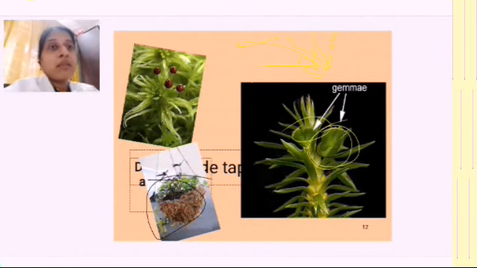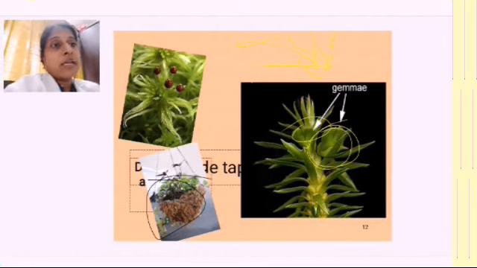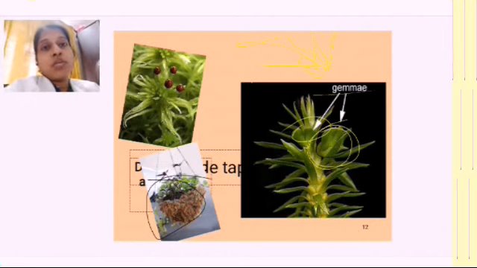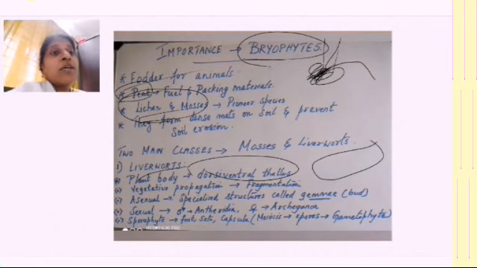Okay, so the main plant body is a gametophyte. The gametophyte is the main one, and there they are producing some bud-like structures. That bud-like structure is called gemma, through which asexual reproduction is taking place. When this bud falls down, what do they give rise to? They give rise to a new plant. So that is the characteristic feature of the liverworts, right? So vegetative reproduction, fragmentation, asexual reproduction by gemma.